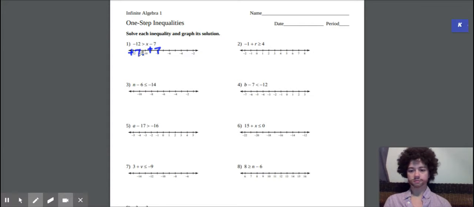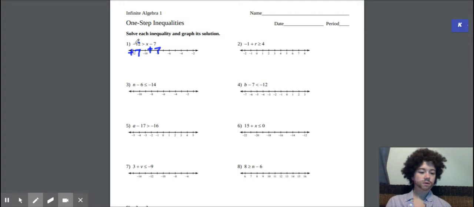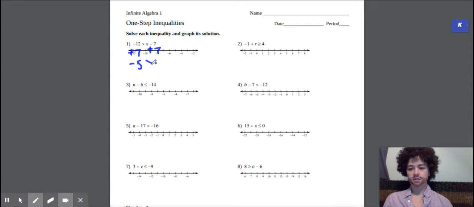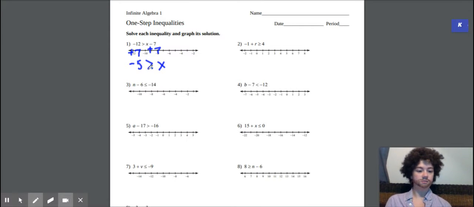So we'll add a 7 and we'll add a 7. And when we have -12 and we add 7, then we end up at -5. So this is saying that -5 is greater than x. If you'll remember from my last video, we would put an open circle on -5 because it's not included. Then you would graph everything to the left of the -5 because x is less than -5.